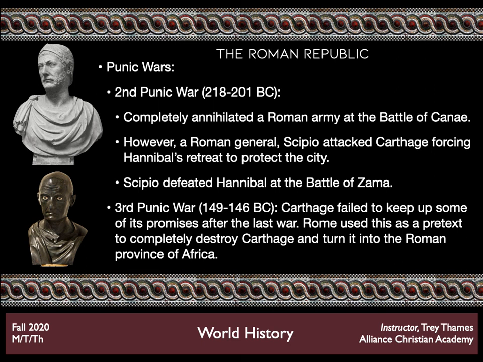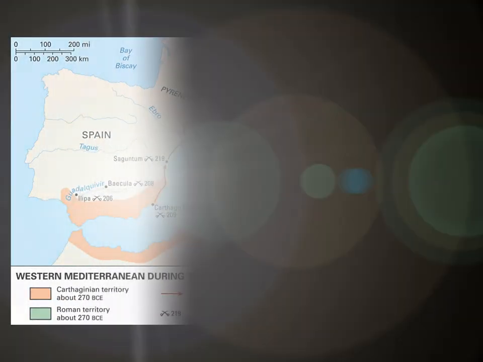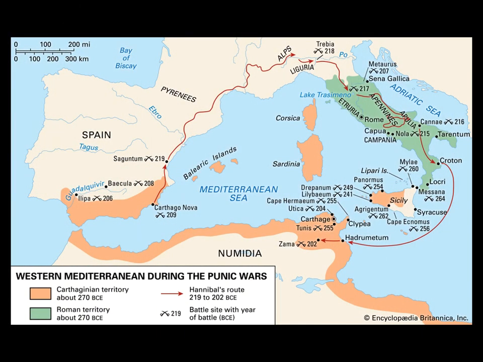The Romans will have one more war with them about 50 years later, and this will basically be the final collapse of the Carthaginians. And this will give the Romans control of North Africa and all of the western part of the Mediterranean world. Here's a map of the Second Punic War.